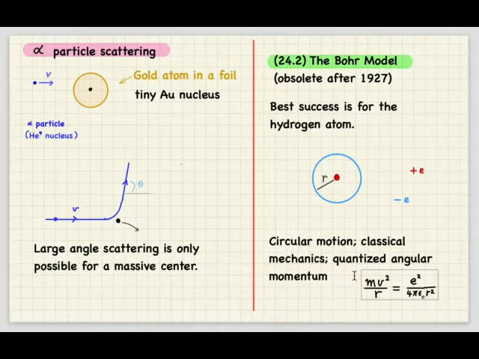Now, Bohr postulated another equation which led to the success of the Bohr model. He postulated that angular momentum is quantized. In other words, angular momentum cannot take every value in a continuum. It can only take certain discrete values.